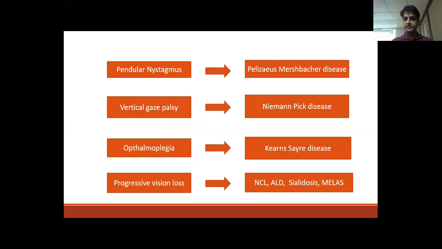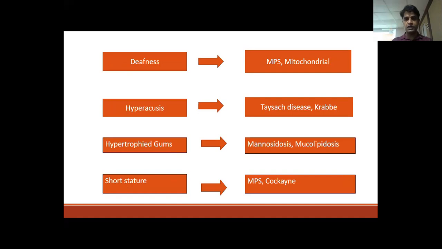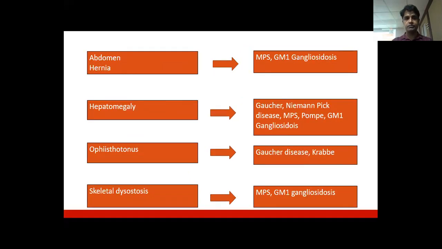Ophthalmoplegia is seen in Kearns-Sayre disease, and progressive visual loss is part of NCL, adrenoleukodystrophy, sialidosis, and MELAS. Deafness is seen in MPS, mitochondrial disorders. Hyperacusis is in Tay-Sachs, Krabbe. Hypertrophied gums can be seen in mannosidosis, mucolipidosis. Short stature in MPS and Cockayne. And hernia can be seen in MPS, GM1 gangliosidosis.